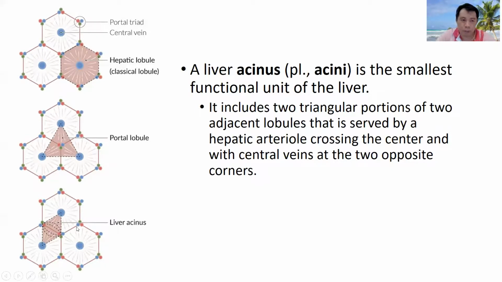crossing the center. So here's one lobule, here is the other adjacent or neighboring lobule. Then you can see the hepatic artery at the center that supplies the blood across the center, with the central veins at the two opposite corners. So this structure, that consists of two triangular portions of the two neighboring lobules, is known as the liver acinus.